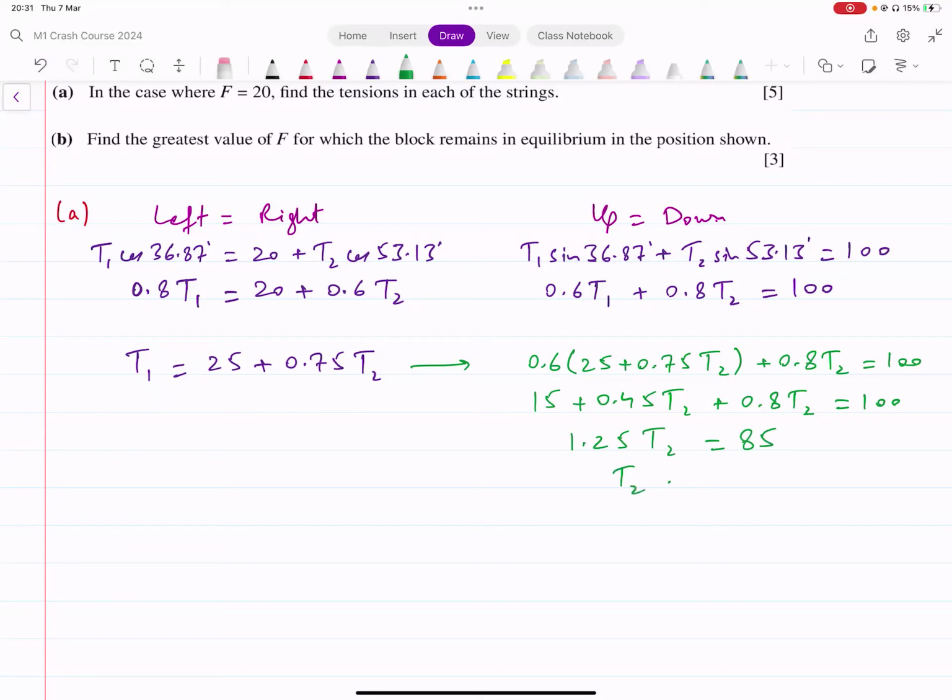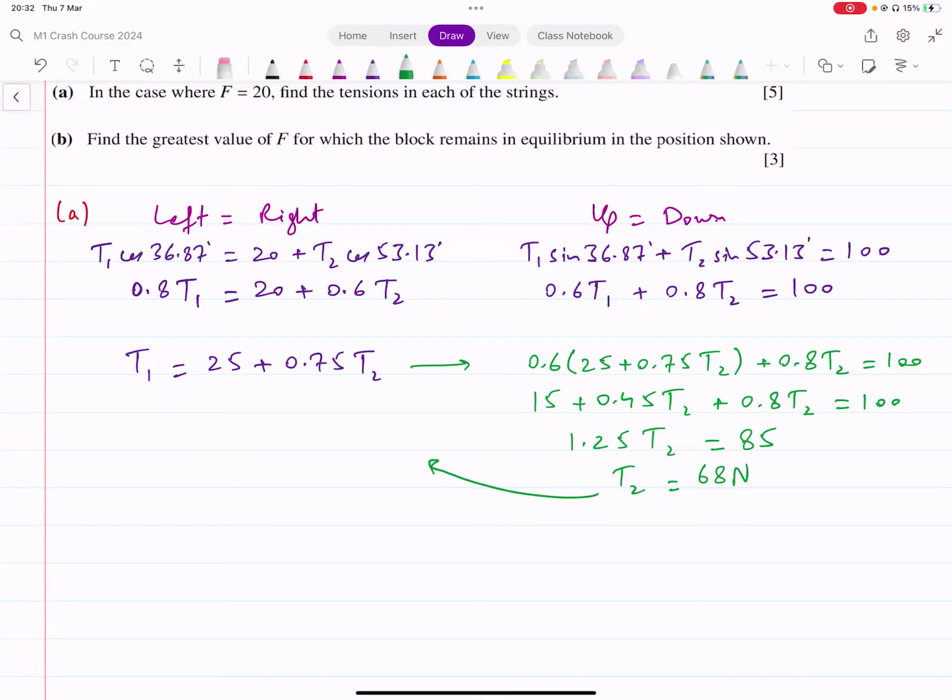And then T2 equals 85 over 1.25. Let's see what that is. That is giving me 68 Newton. T2 turns out to be 68 Newton. Okay, so that's the tension in the second string. Let's put that in the first equation now.